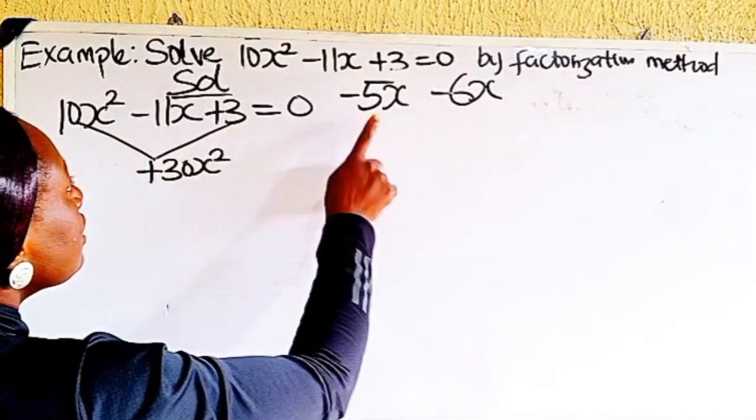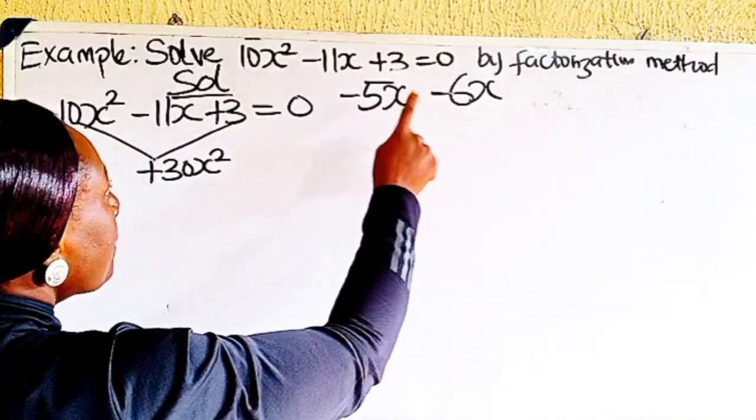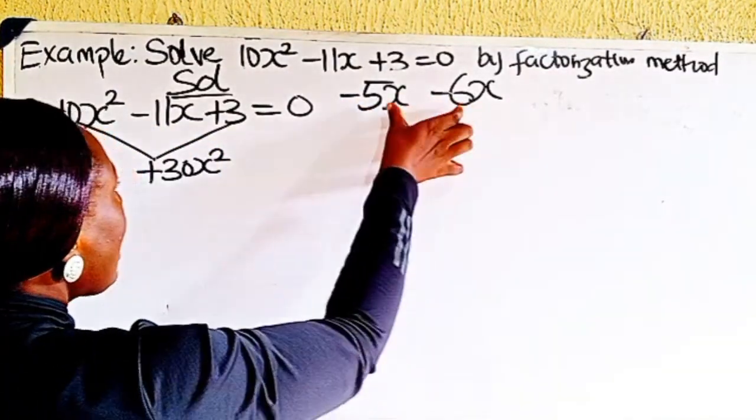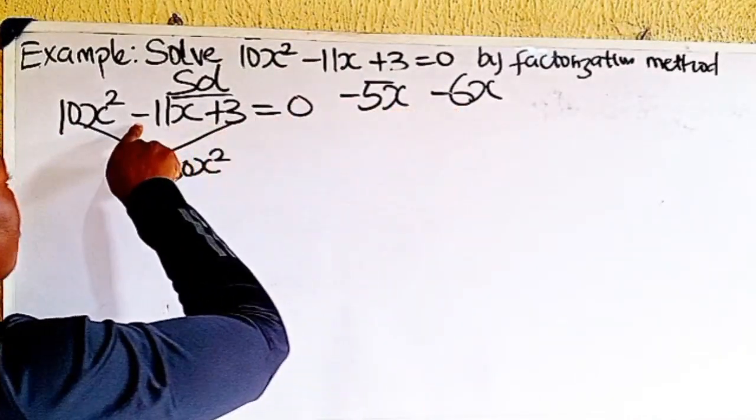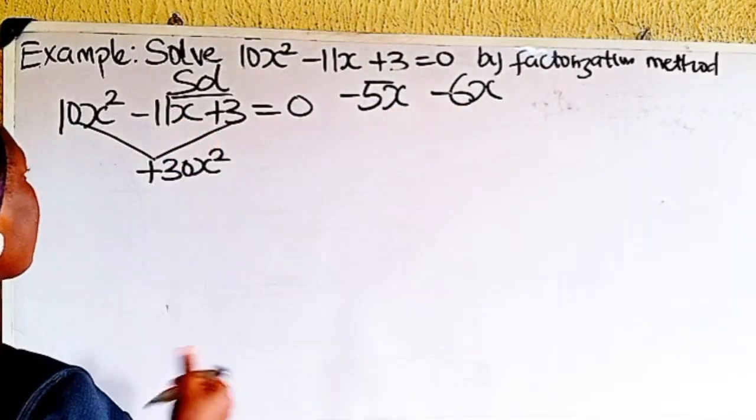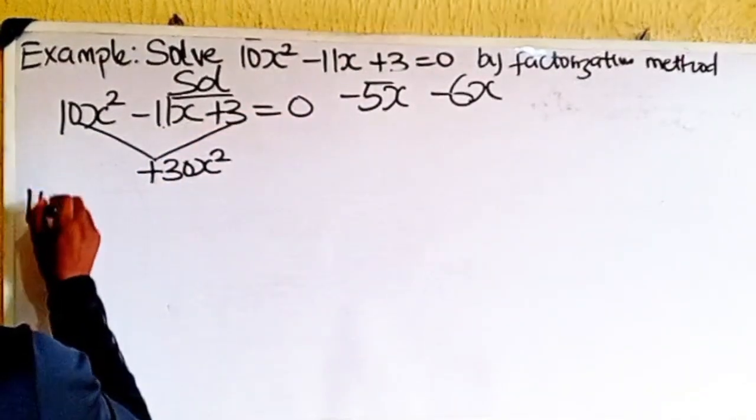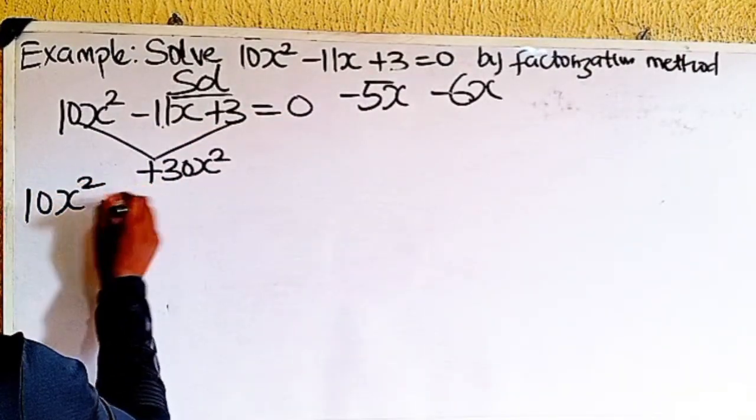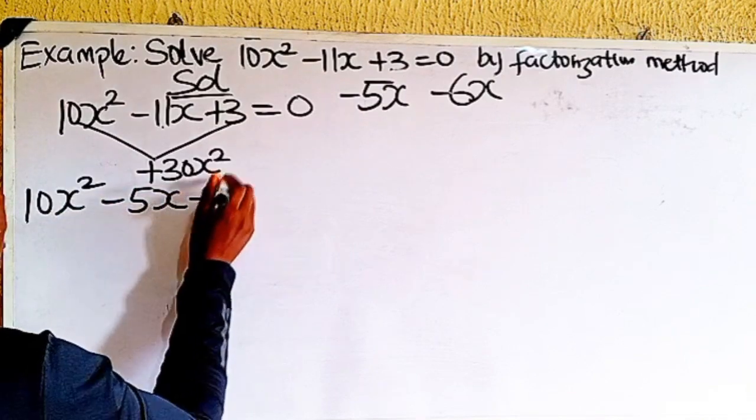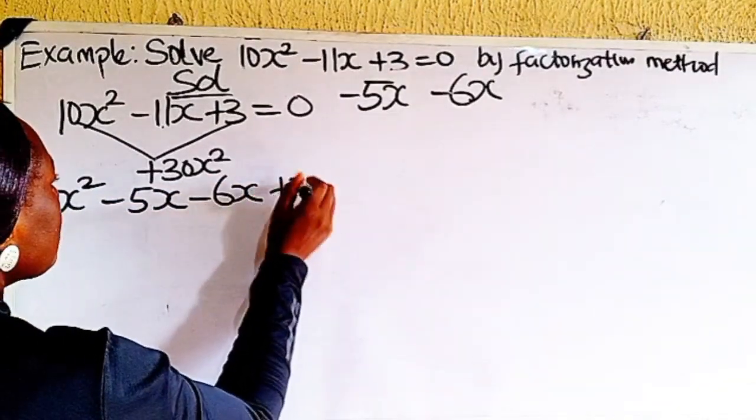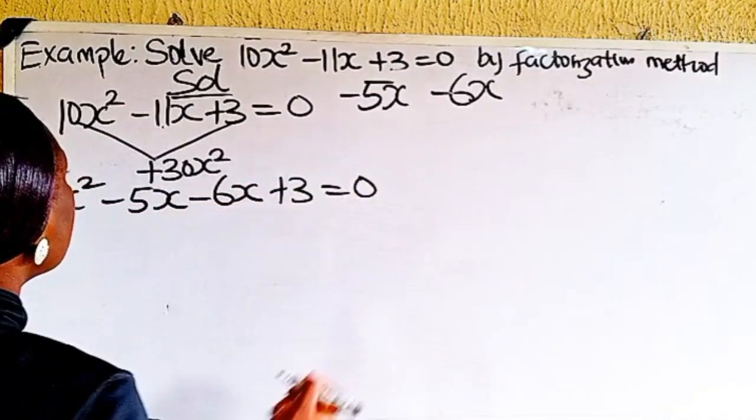Now I'm checking for this. Minus 5x plus minus 6x. Adding both of them together, I'll have what? Minus 11x. So I have to replace this with this. I now have 10x squared minus 5x minus 6x plus 3 equal to 0.